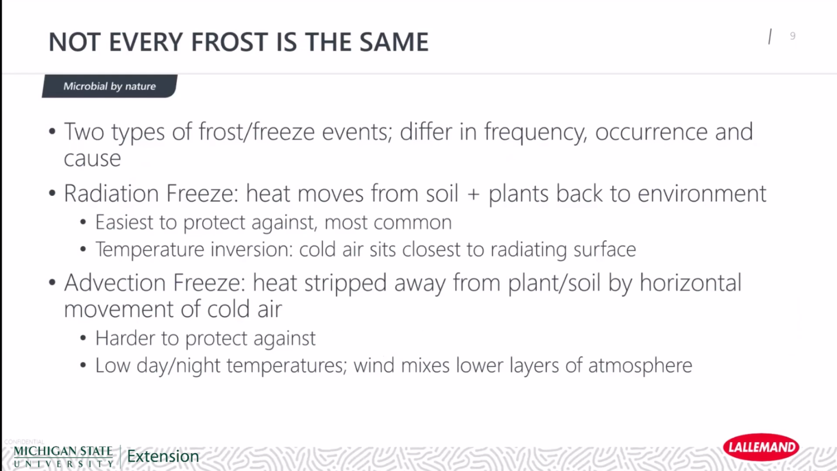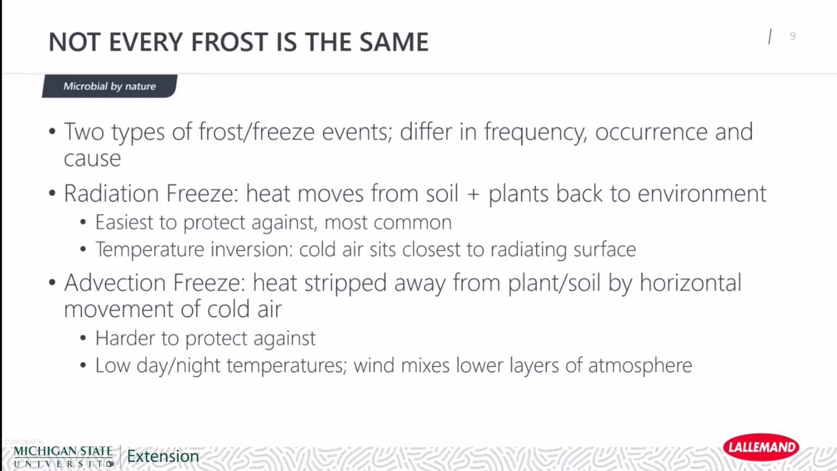So radiation freeze, which is probably the most common one that we deal with, is also the easiest to protect against. This is what happens when the heat moves from your soil and your plants back into the environment. The plants and the soil tend to be a bit warmer than the cool air, and they'll radiate the heat out and back into the environment. So it's a loss from the plant to the environment.